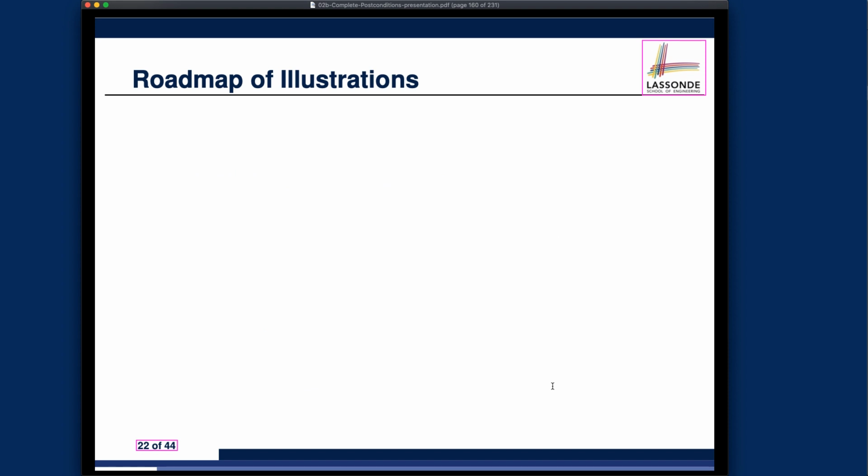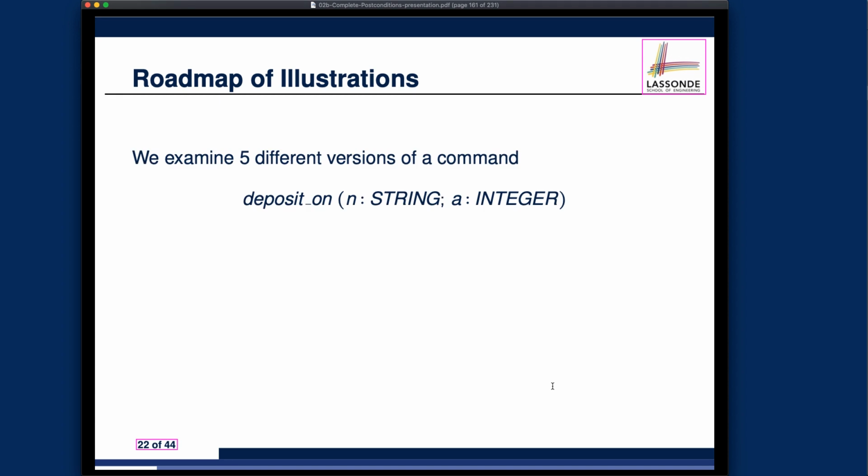Okay, so let me talk about the roadmap of all the versions that we're going to illustrate before we move on to the next part, just for you to get some mental readiness for what we're going to illustrate. So we will examine in total 5 versions of a command. We're going to talk about deposit. So that's a deposit feature command. We want to deposit this amount of money into the owner's account. Okay, assuming that the amount is simply positive, we can make that assumption.